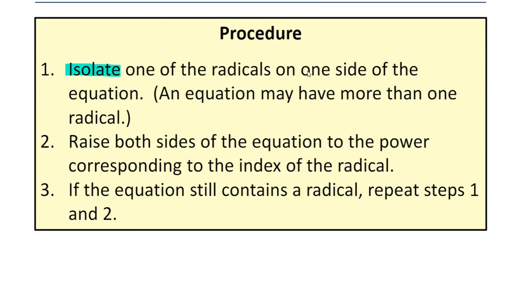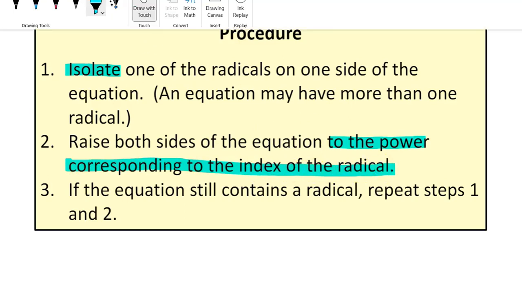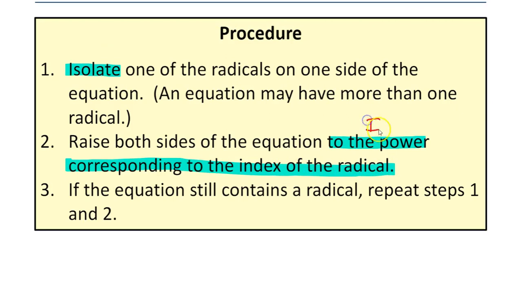Just like whenever you did the absolute values, we've got to get it into kind of a standard form. Then we're going to raise both sides of the equation to the power corresponding to the index of that radical. That's basically taking the inverse. Remember, if you have a cube root or square root, taking the power just removes the radical and leaves us with the x. That's what we're trying to do.